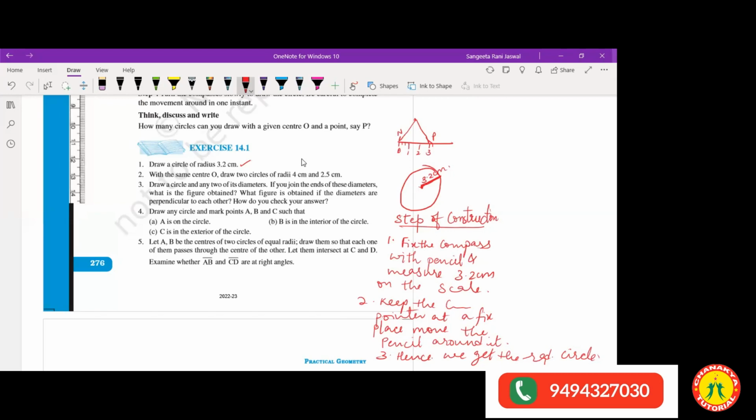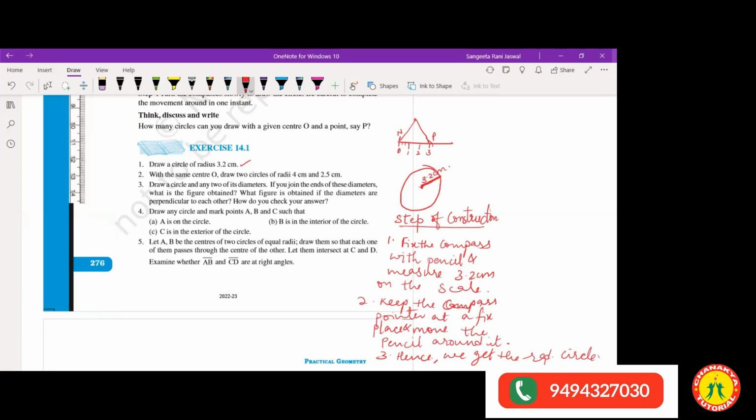Whatever steps we followed in doing this, you have to just write down in your own words. There are no fixed wordings for this. You don't have to cram it, just use your own simple words. Keep the compass pointer at a fixed place and move the pencil around it. Full stop. And third point is, hence we get the required circle.